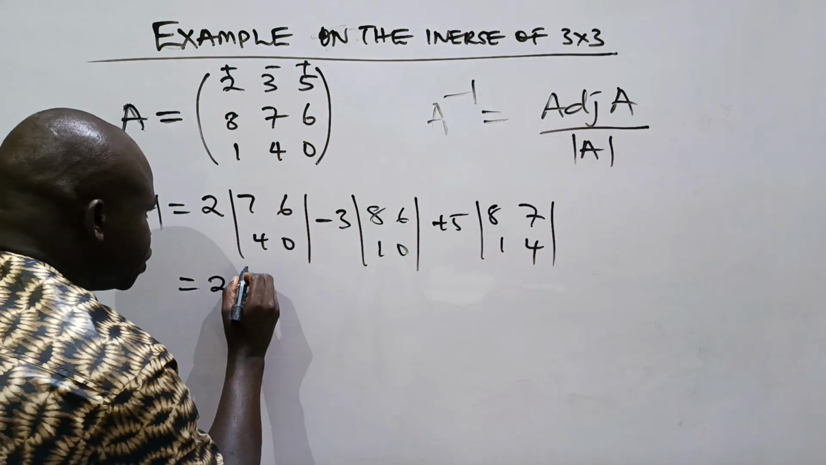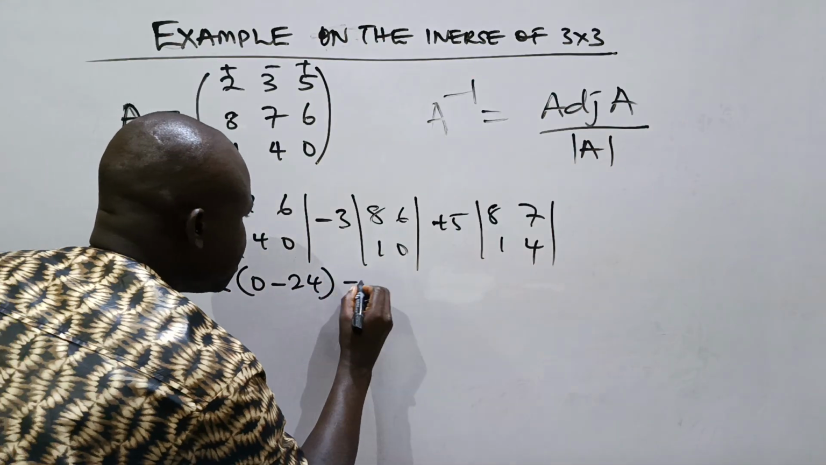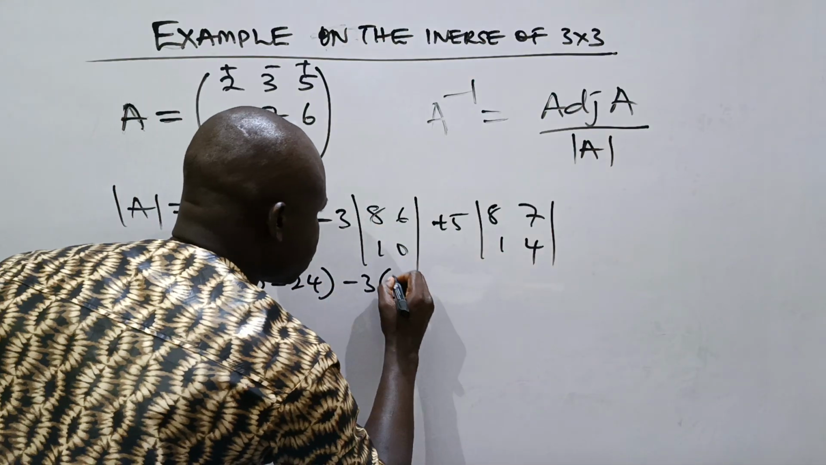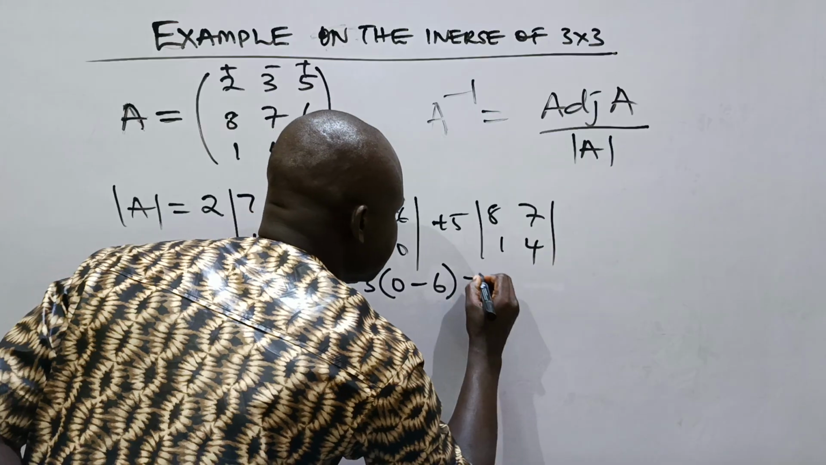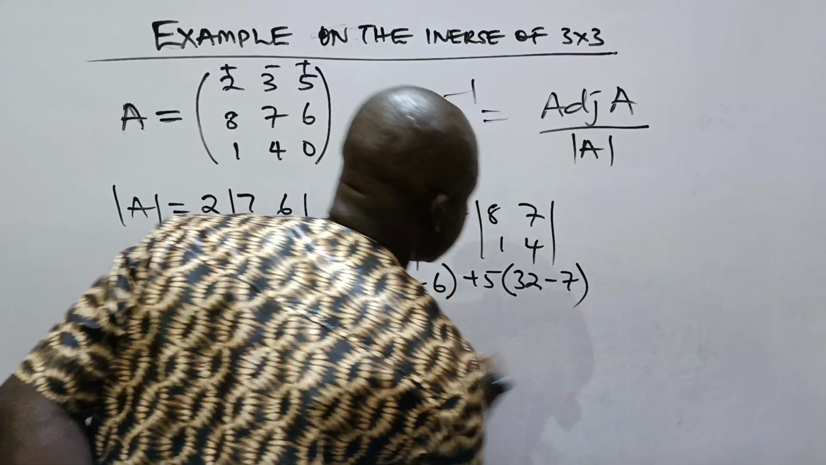I have 2 into bracket 7 times 0, that's 0, minus 4 times 6, 24. Then minus 3 into bracket 8 times 0, 0, minus 1 times 6, minus 6. Then plus 5 into bracket 8 times 4, 32, minus 1 times 7, that's 7.